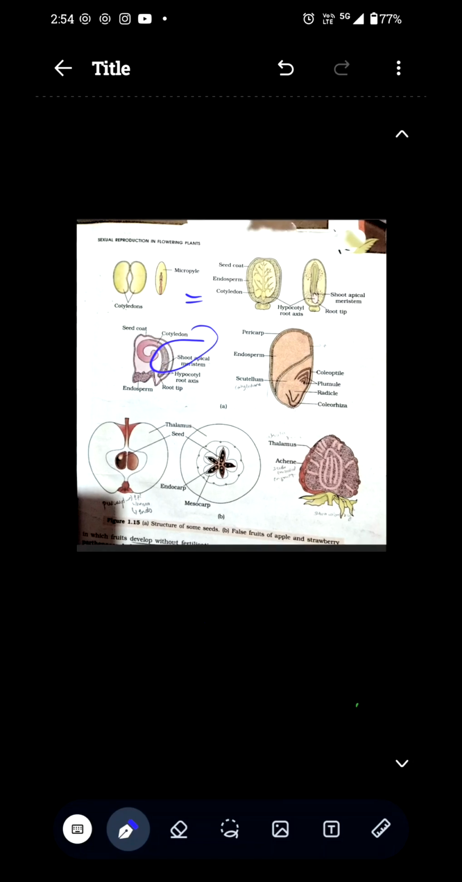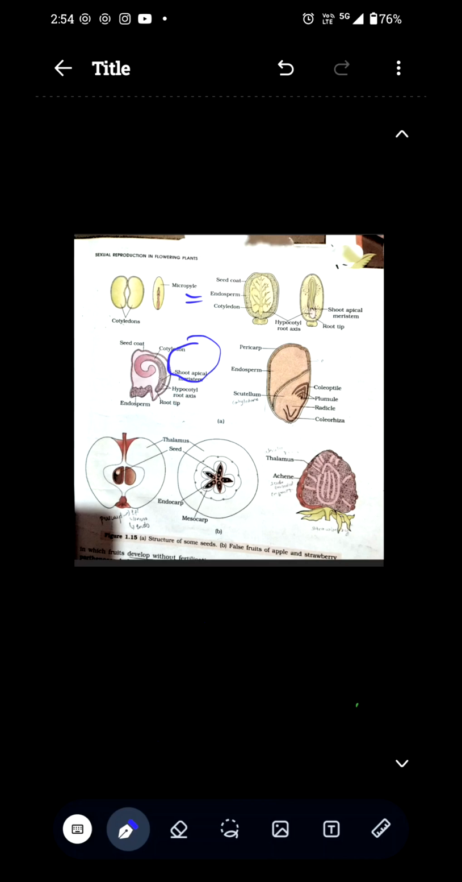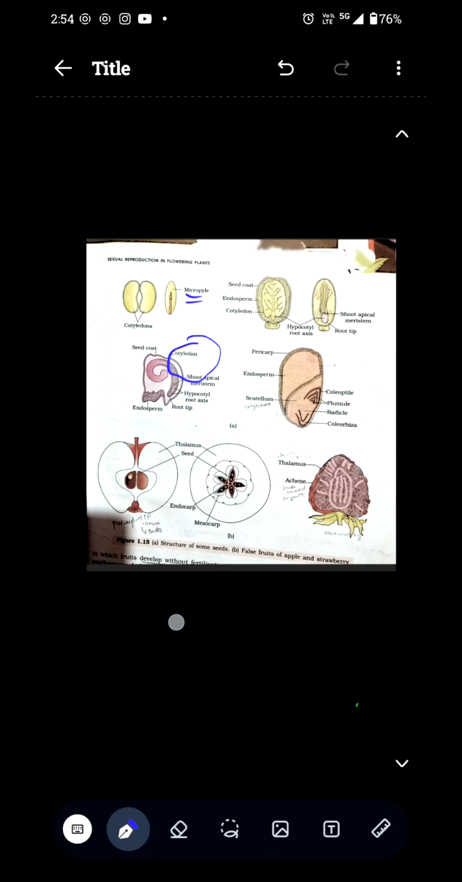And then you have the shoot apical meristem, that is obviously the shoot. Obviously seeds mean plants, meristematic tissue will be there. So they are showing the premature one, that is in the seed where the shoot apical meristem is located. And we have the hypocotyl. Then the root tip, can you observe the root tip here? This is the root tip, the very end point. And next we have the endosperm, that is the nourishment provider.